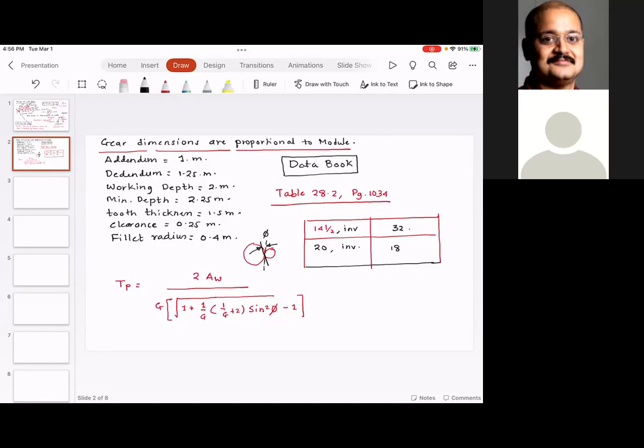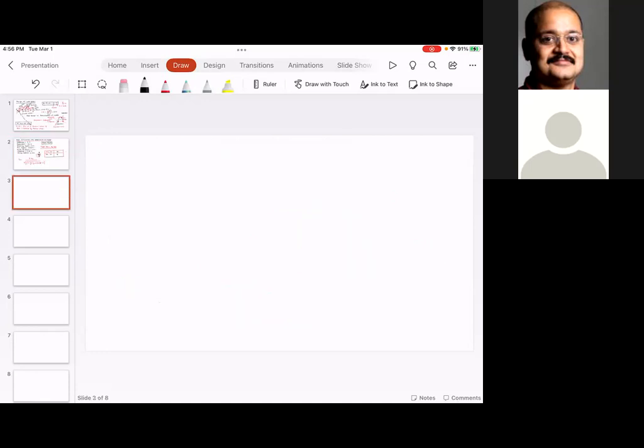Now there is a trick that you can do. If nothing is specified, I just say the minimum number of teeth is equal to 18. Just from my design experience, I say okay, I'm going to use the number of teeth equal to 18. Now, another important table that I want you to take a look at, and this is super important, is table 28.3. So next is table 28.3.